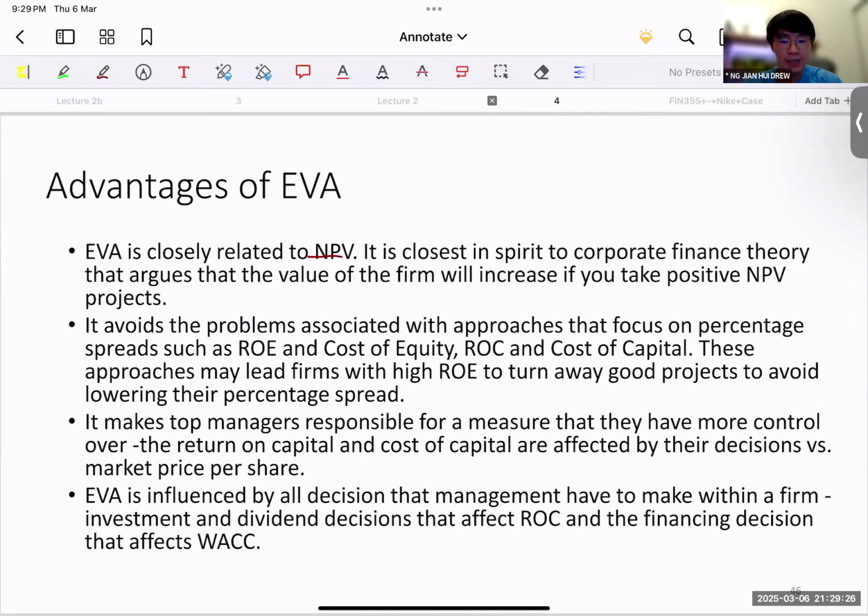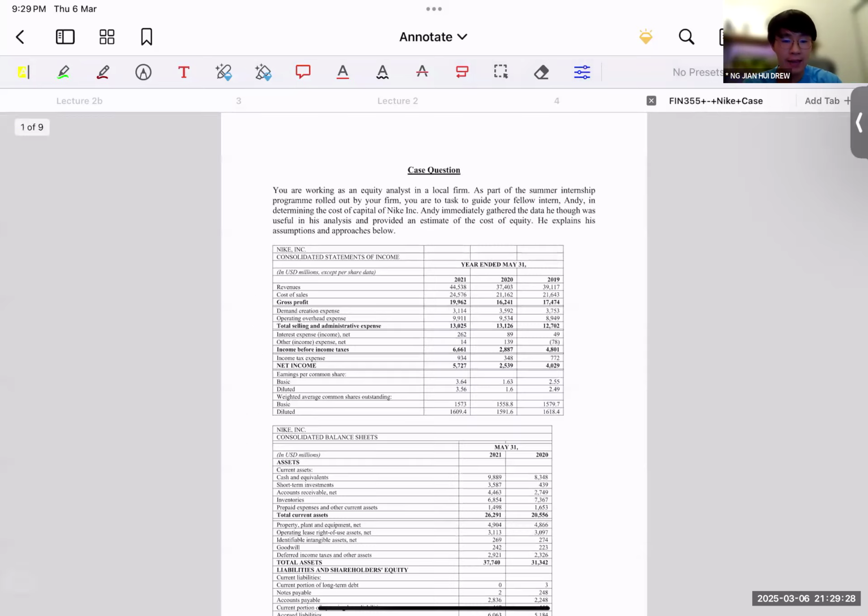Question. Okay, for the remaining amount of time, I'd like to go through the Nike case. Has anyone actually looked through this?